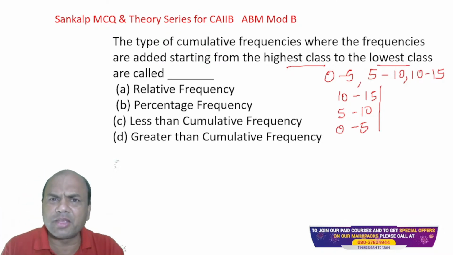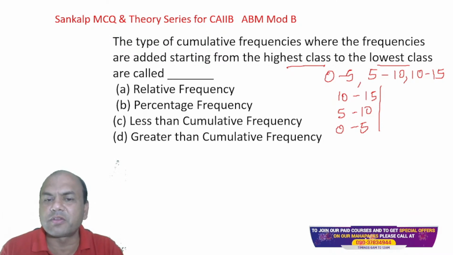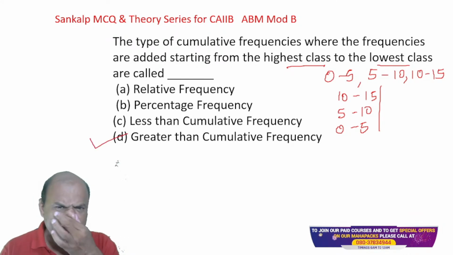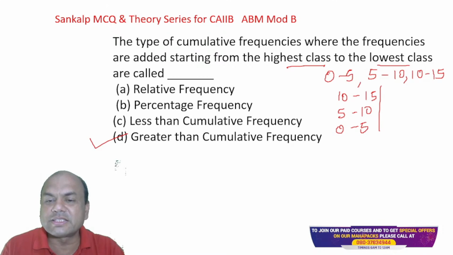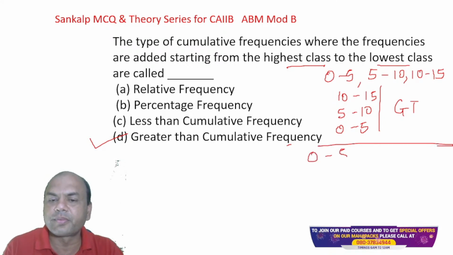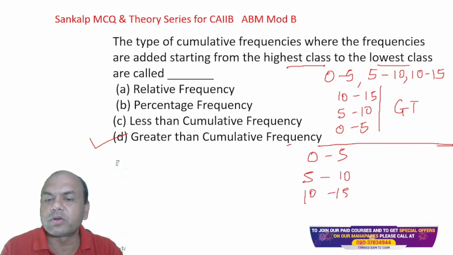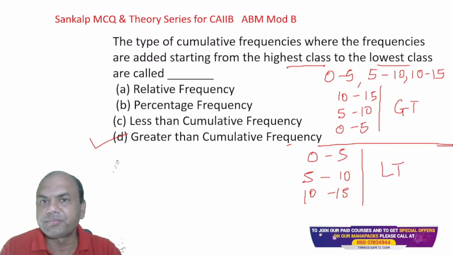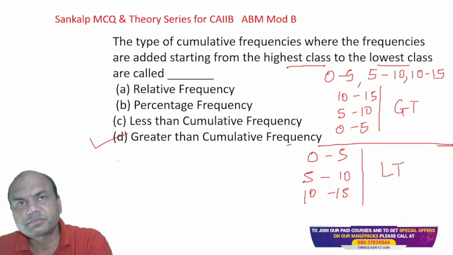The name itself is enough. What is the name? Where is it starting from? It is starting from the highest one. So that's why it is greater than, isn't it? The name itself is enough. If you are arranging it in this way, see, this is greater than. I'll write it over here, GT. Okay, greater than. And if I arrange it like this, 0 to 5, 5 to 10, 10 to 15, then what do I get? I get less than, LT. Okay, this is less than. Got it clear?